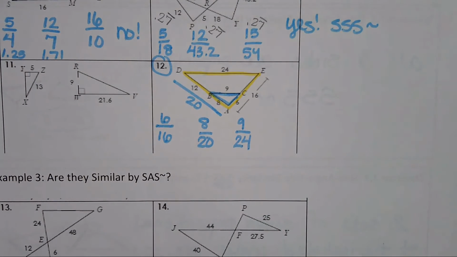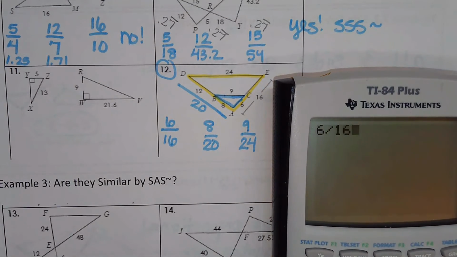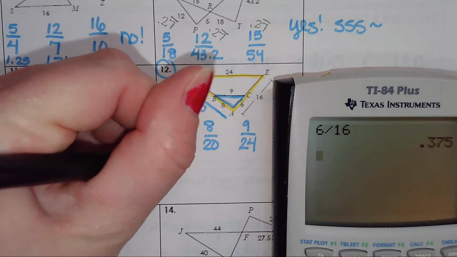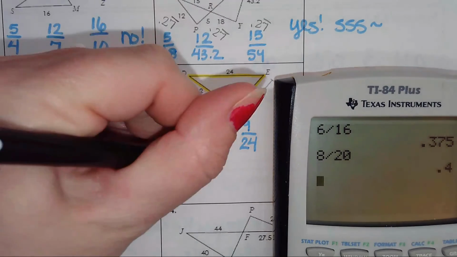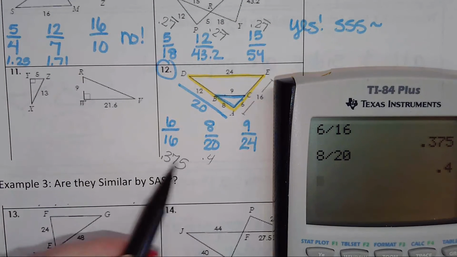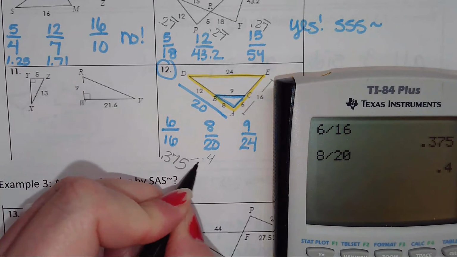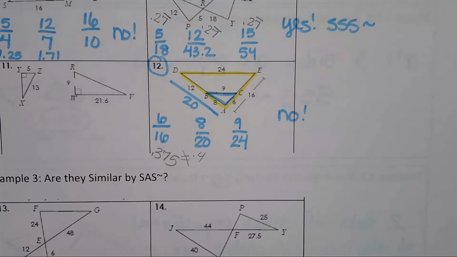Now we're going to reduce them or figure out what the decimals are. 6 divided by 16 is 0.375. 8 divided by 20 is 0.4. So yes, this would round technically to 0.4, but they're not equal to each other. So this would be a no. They have to be exactly the same. So I know that one only showed you one yes, but hopefully that kind of helps out a little bit.